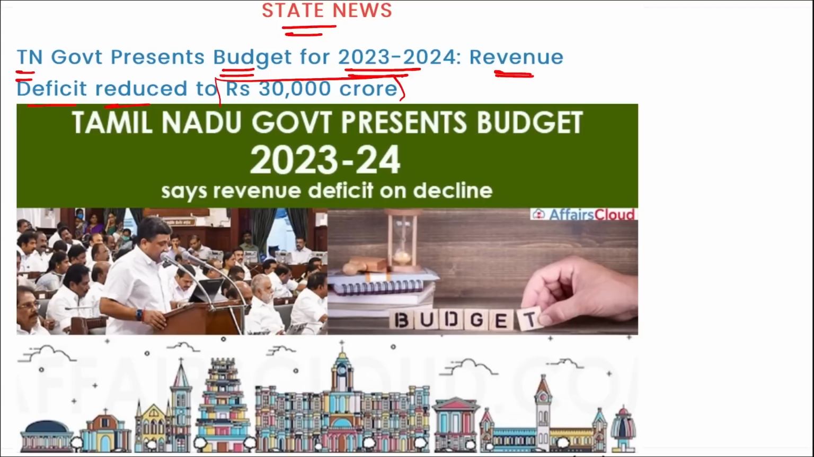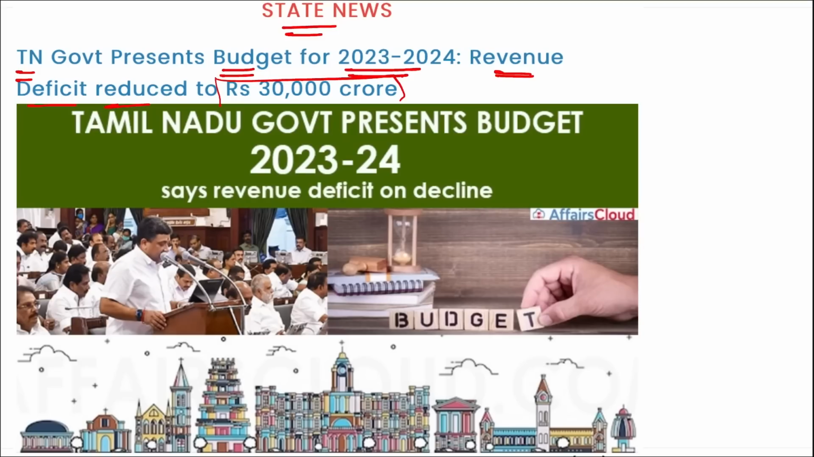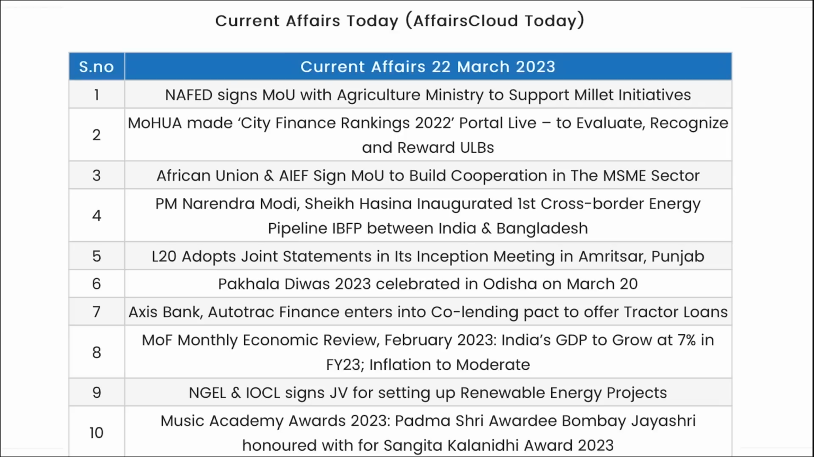He stated that due to the reform initiatives in Tamil Nadu, the annual revenue deficit was reduced from 62,000 crore rupees to 30,000 crore rupees in the revised estimate. The revenue expenditure is estimated at 3,08,000 crore rupees for fiscal year 24, and the capital expenditure will be around 44,000 crore rupees. Also, 7,000 crore rupees has been allocated for providing 1,000 rupees monthly assistance to female heads of households.